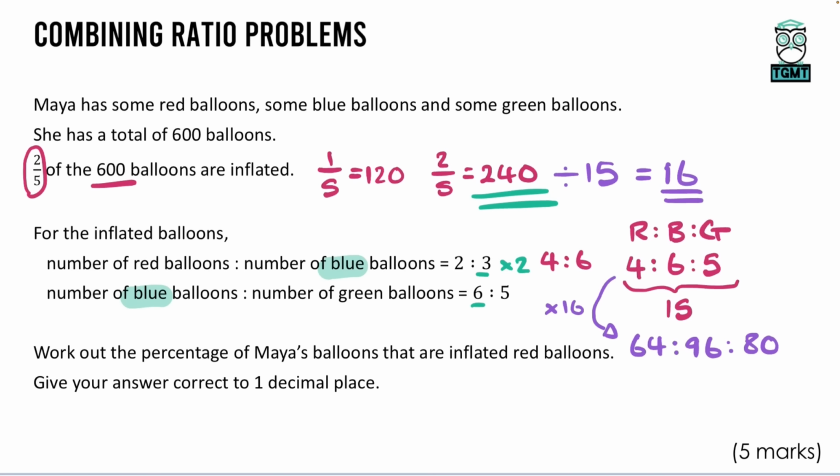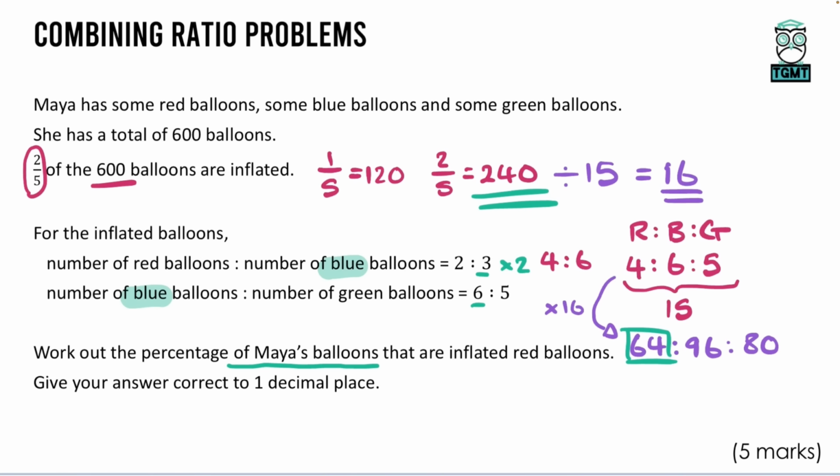Now I might not actually need all of them, and in this question I actually don't. It says work out the percentage that are inflated red balloons. So I only really care about these 64 red balloons. Now we have 64 inflated red balloons, but what it's asking me to make it a percentage of is really important. Here it says work out the percentage of Mayer's balloons.